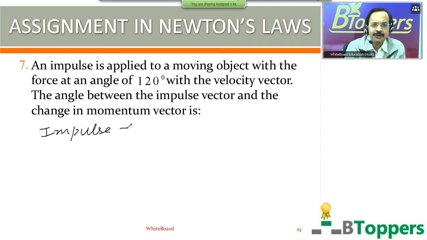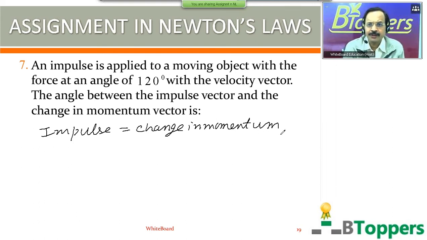Impulse given to the body will be equal to the change in momentum produced by the impulsive force. I mean, the impulse of the resultant force on the body for a given time interval is equal to the change in momentum of the body. So impulse and change in momentum are equal. In vector form we can write J bar equals delta P bar.